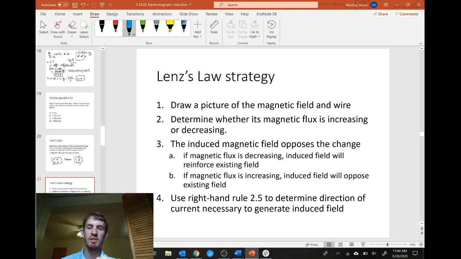So if the magnetic flux is decreasing, then the induced field will reinforce the existing field. If the magnetic flux is increasing, the induced field will oppose it.